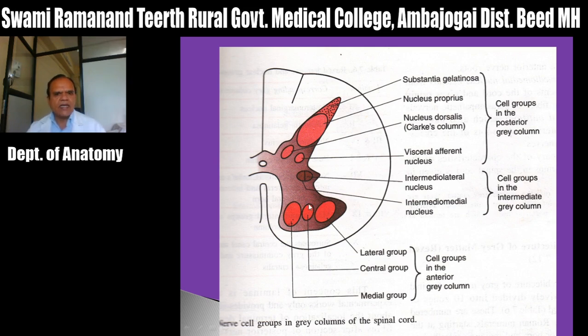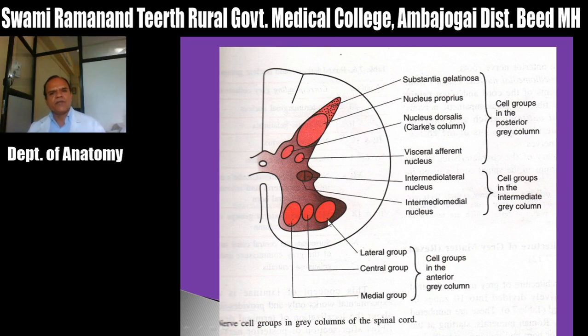And this central group is present in the cervical region only, and it is concerned with the diaphragmatic group of nuclei, supplying the C3, C4 level. It is the aggregation of neurons which supplies the diaphragm, and some part of the spinal part of the accessory nerve. And this medial group extends throughout the spinal cord, and it supplies the axial trunk muscles.